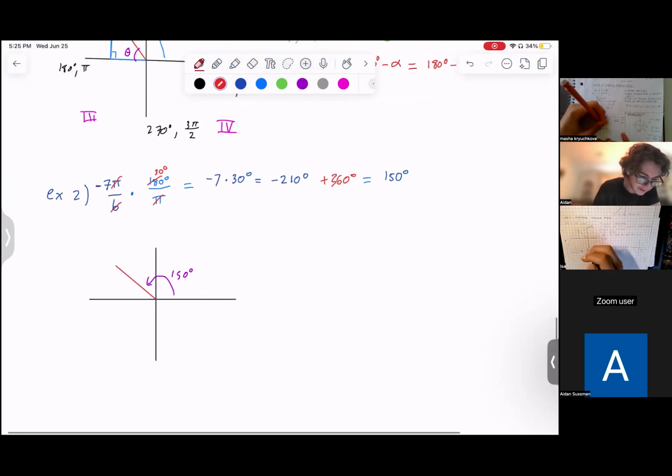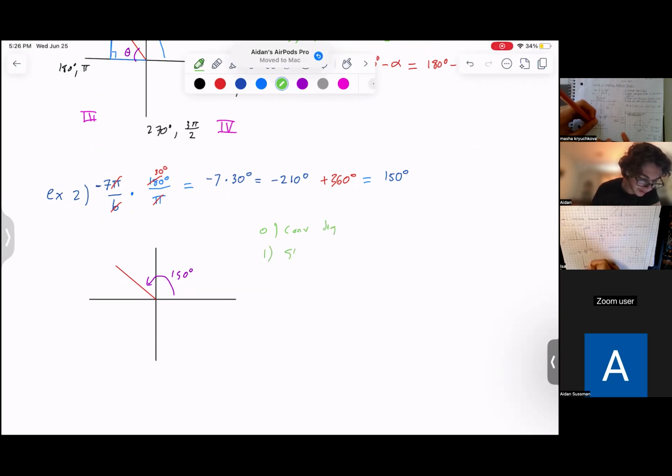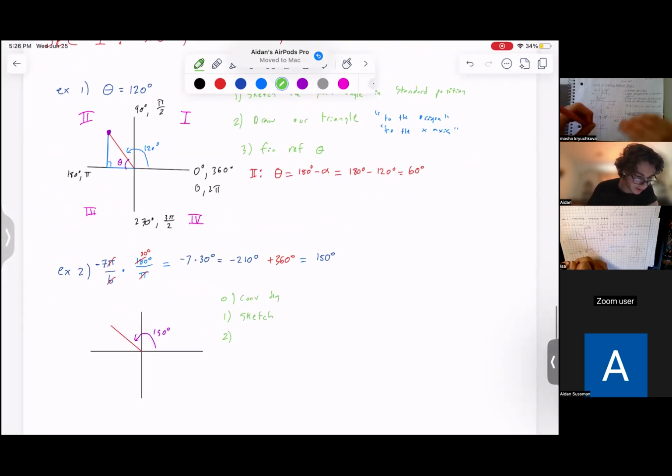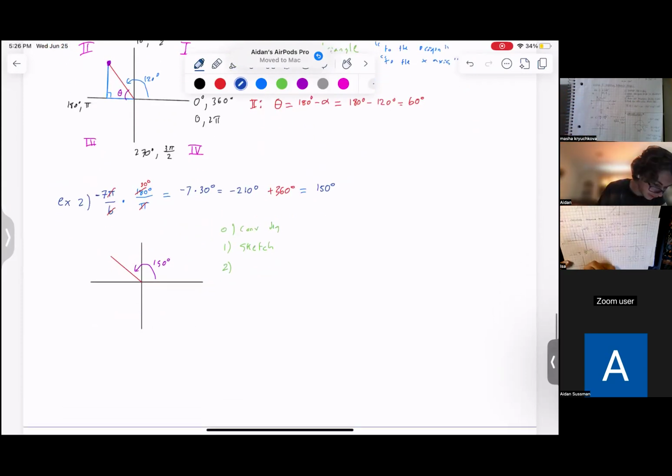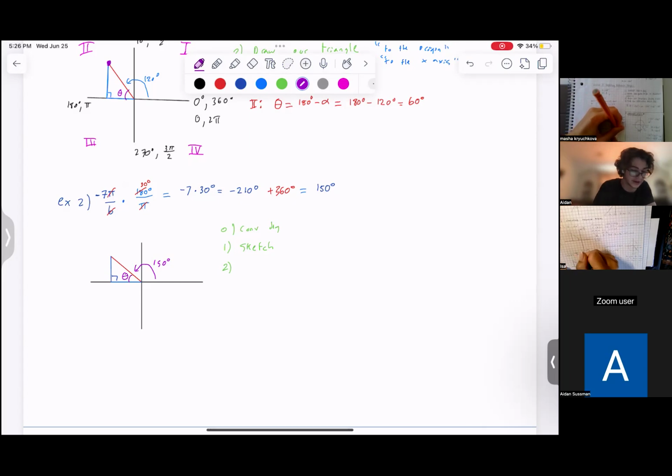All right, so we did step 0, converting to degrees, and then we did step 1, we sketched the angle. What is step 2 asking us to do? We need to draw what? The triangle to the x-axis. Perfect. So we're going to draw straight down to the x-axis, and then we're going to draw straight over to the origin. And we'll just say we know that this guy is a right triangle, and that is the angle, the reference angle that we care about.